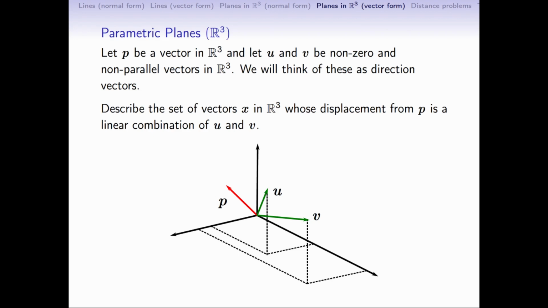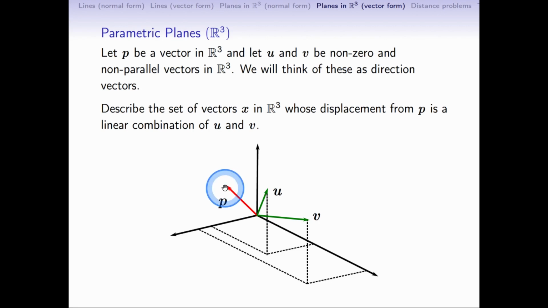So let P be a vector in R3, and let U and V be non-zero and non-parallel vectors in R3. And we're going to think of U and V as direction vectors. So the way we're going to be thinking about this is that P is going to get us onto the plane. So P is pointing to a point on the plane.